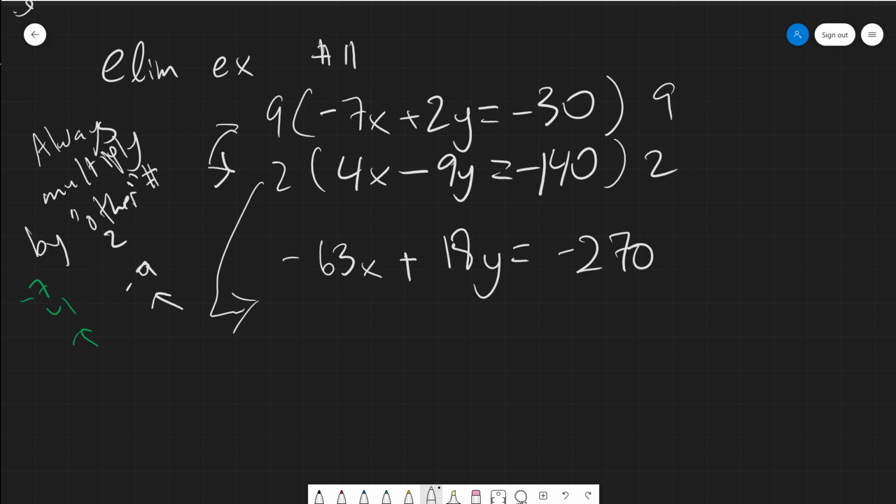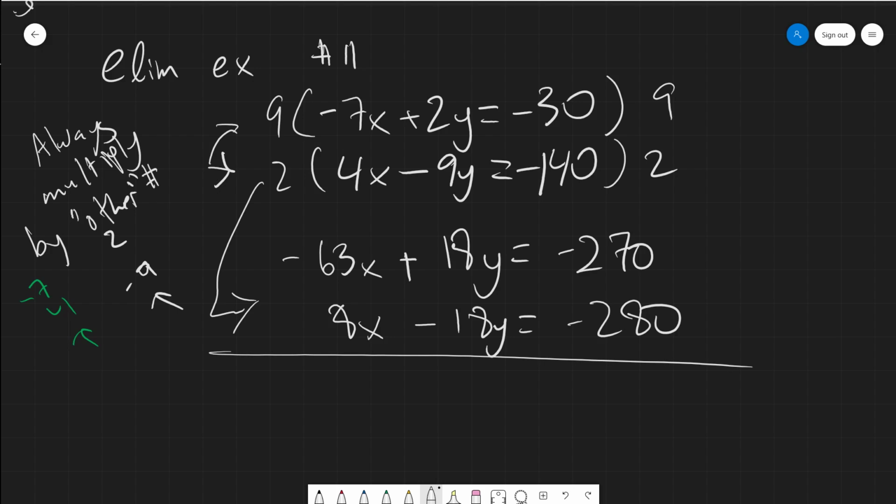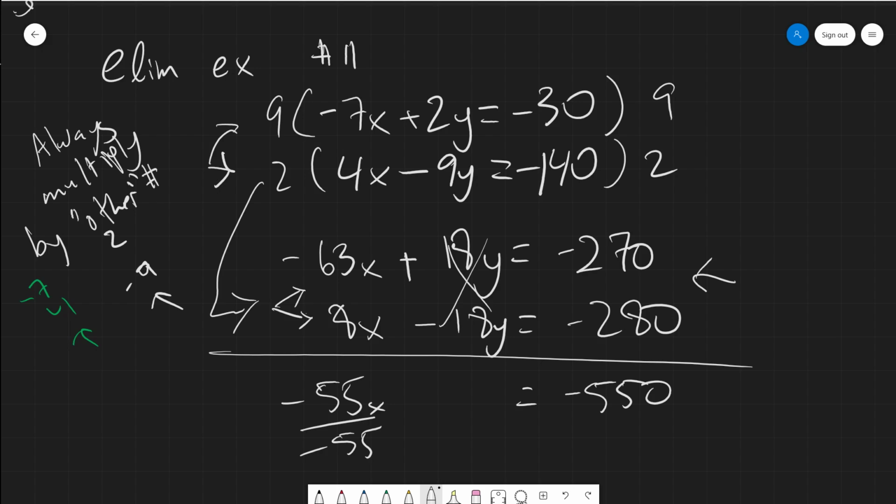Now we're going to bring this down also and get an 8x and a negative 18y equals negative 280. At this point, if you don't have something that cancels, you made a mistake, but we got y's that cancel. Then I've got opposite signs here. I'm going to subtract because I've got opposite signs, but over here I'm going to add because I have the same signs. Keep the sign of this number in front when you divide, so that I get 1x, and x is equal to 10.